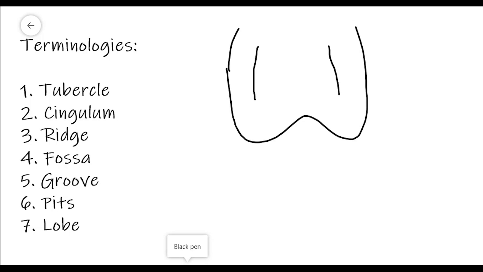These are slight elevations. Okay, so these are linear elevations that are present on the surface of a tooth, and it is named according to the surface that it is present on. Like it can be called a buccal ridge, lingual ridge, and it can be called an incisal ridge if it's present on an incisor tooth.